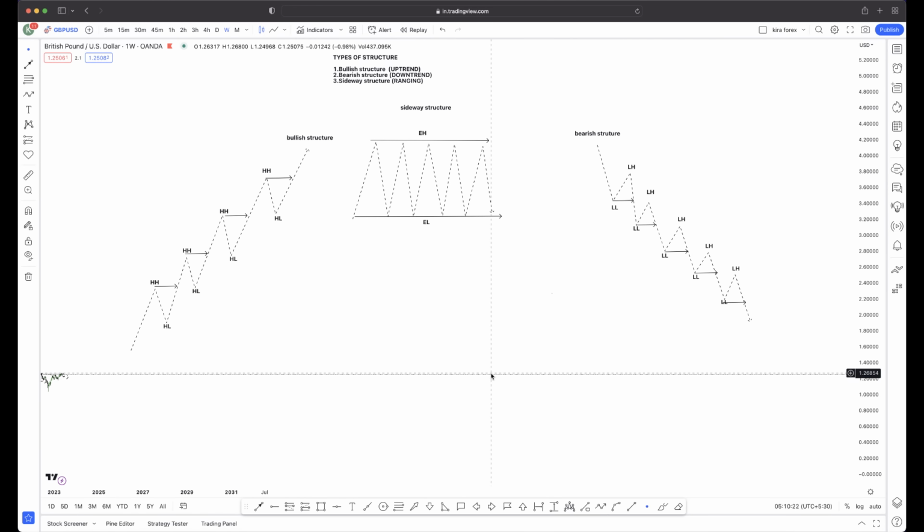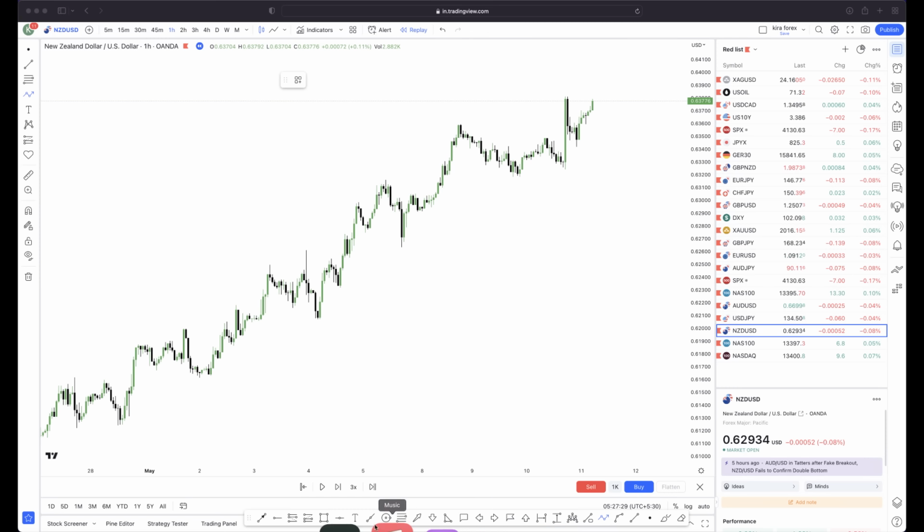So basically, these are the types of trend or the types of structure that we have: the bullish structure, the bearish structure, and the sideways structure. Now let's move to the chart and have the real feel of how a bullish structure looks, how a bearish structure looks, and also how a sideways structure looks.